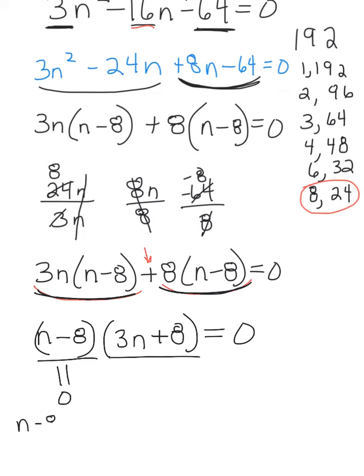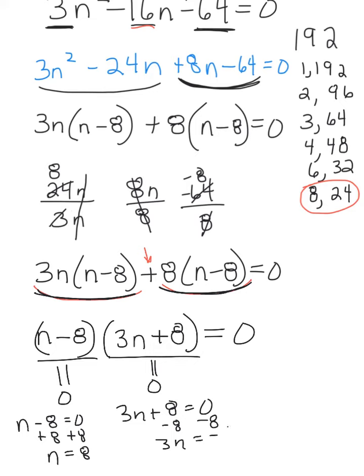So n minus 8, when we set it equal to 0, we add 8 to both sides, and we just get n equals 8. On this side, we set that equal to 0, so we have 3n plus 8 equals 0, so we have to subtract 8 from both sides. That leaves us with 3n equals negative 8, but then we have to divide by 3 to get n by itself, so we have n equals negative 8 divided by 3. So our final two solutions to this problem are n equals negative 8/3 and 8.